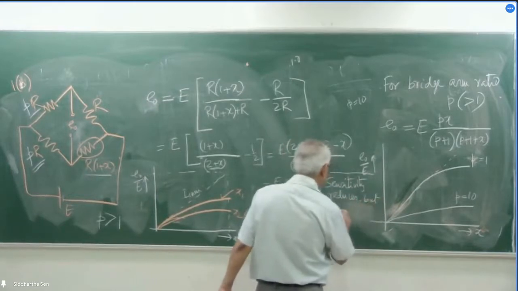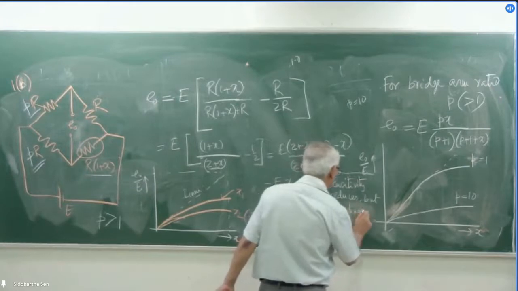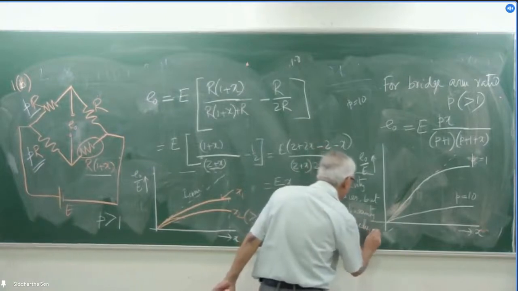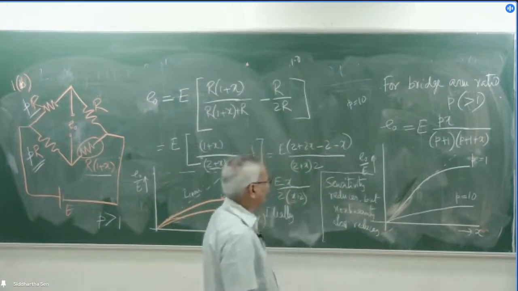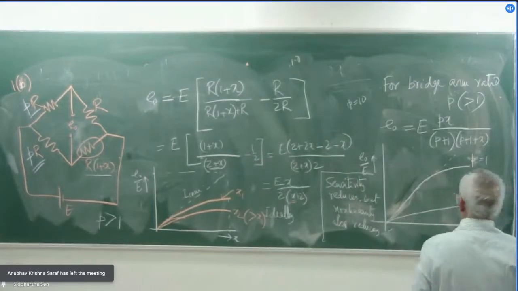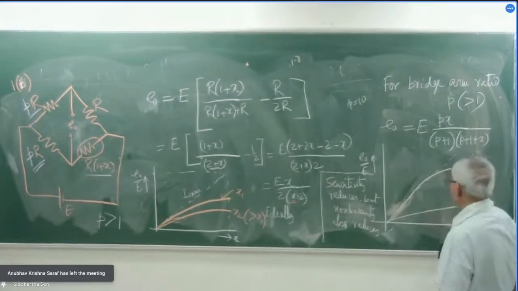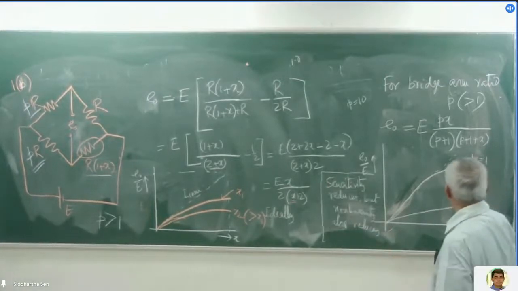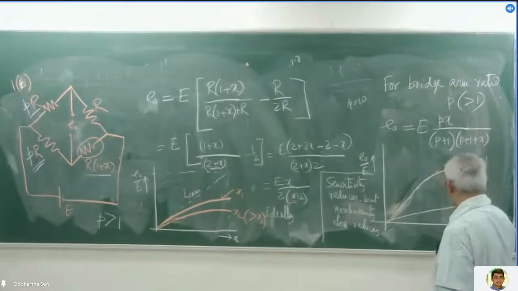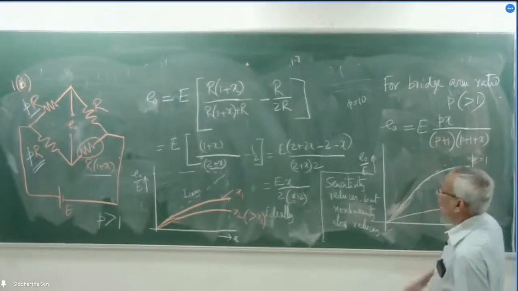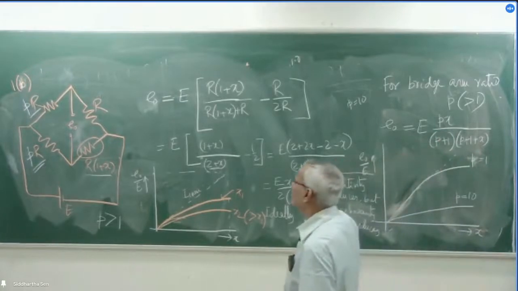But nonlinearity also reduces. So that is a good idea, to use a higher value of bridge arm ratio, because the sensitivity may be reduced. Okay, use another amplifier of higher gain. Anyway, we will have to use it, but a considerable amount of linearity can be recovered.